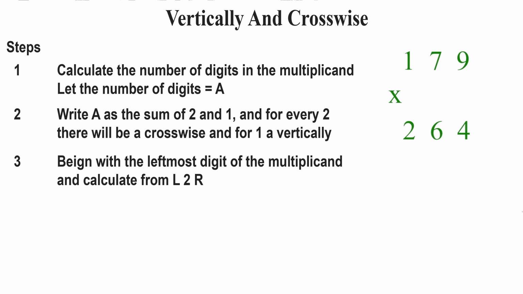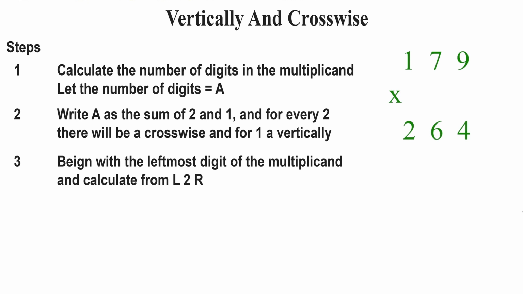Moving further right on the multiplier, we have 2, 6, 4, which is 3 digits. That is a sum of 2 and 1. So we would be having a crosswise and a vertically. Now the crosswise would be 1 into 4 plus 9 multiplied by 2. And the vertically would be 7 multiplied by 6. Now that we're done with the number 1, we move further right on the multiplicand to the number 7.